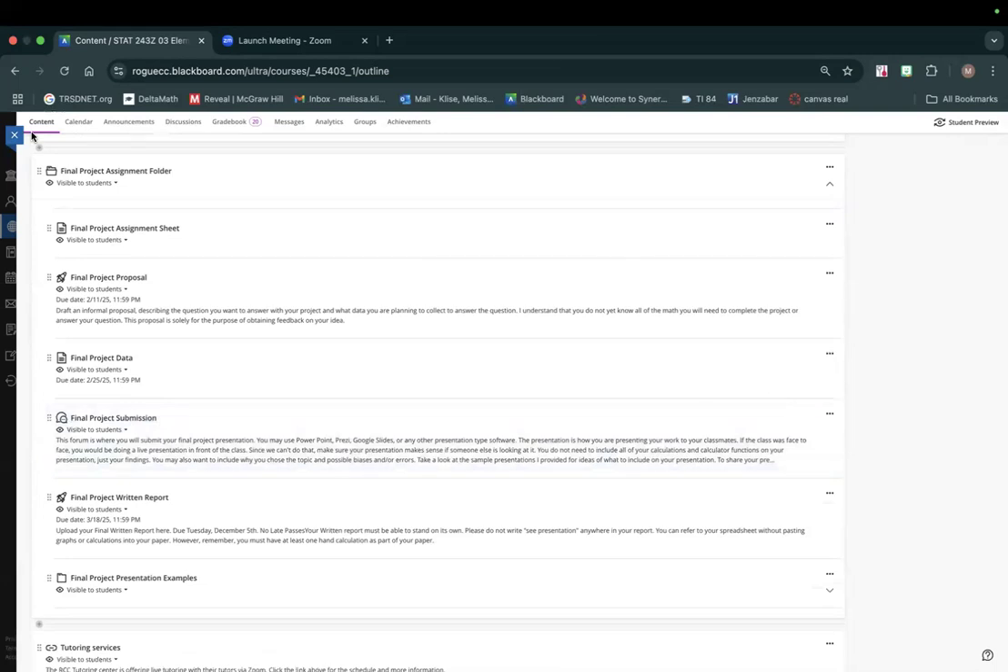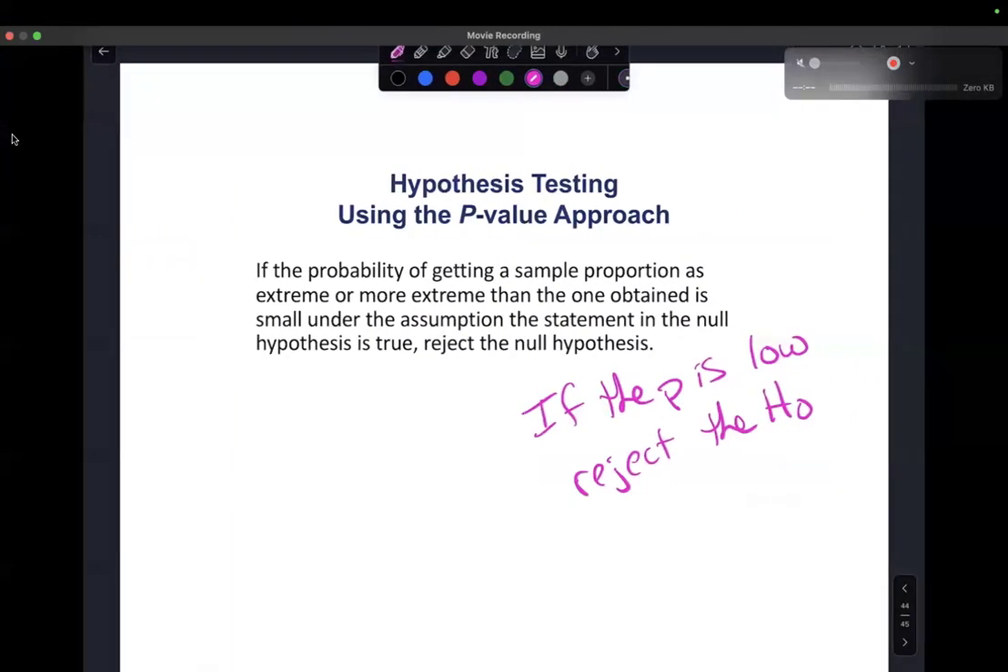So the project submission, that's the presentation. This forum that says final project submission, that's the presentation. That's the pretty thing for everybody else, for all your classmates. That is due on the 18th, and your paper that's just for me is due on the 18th.